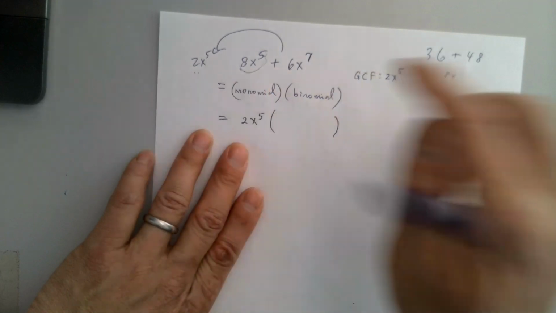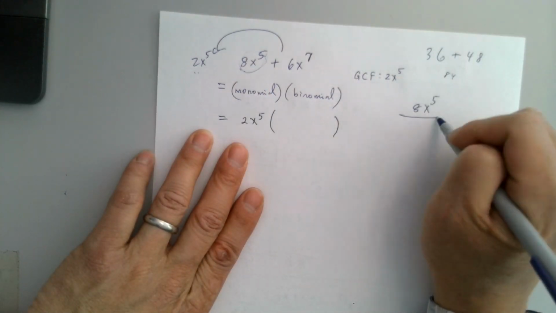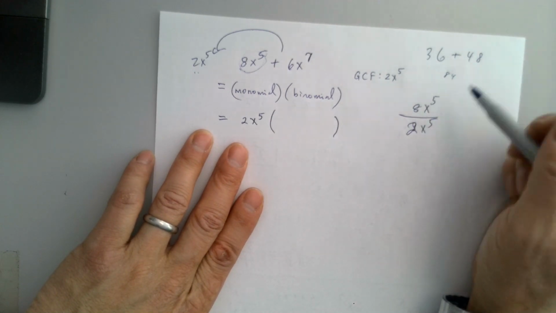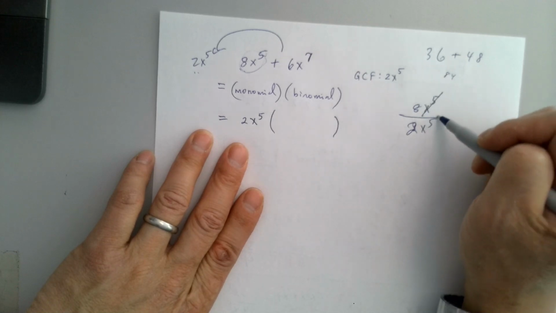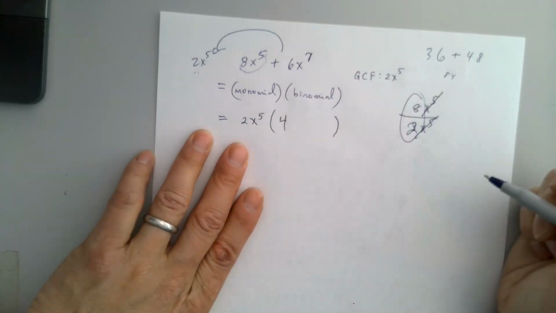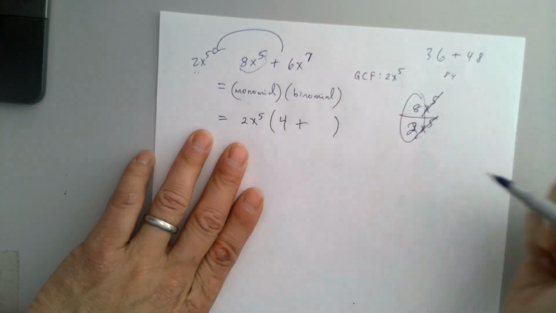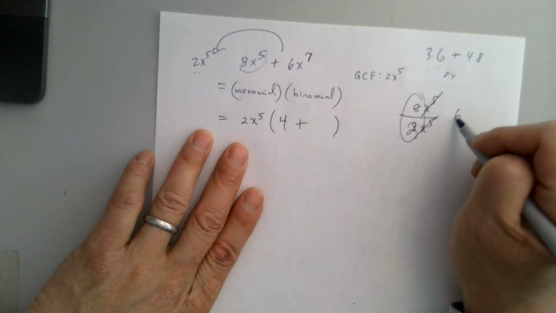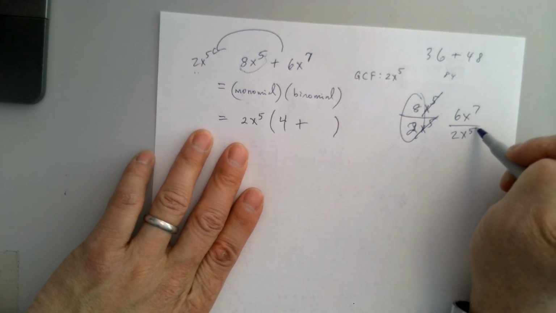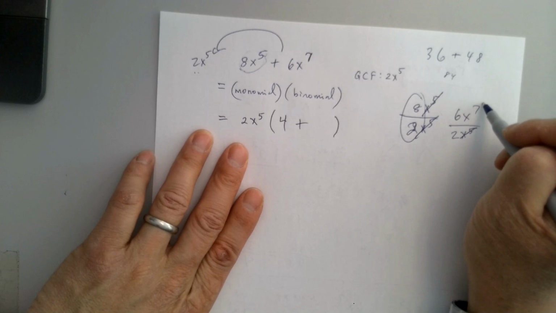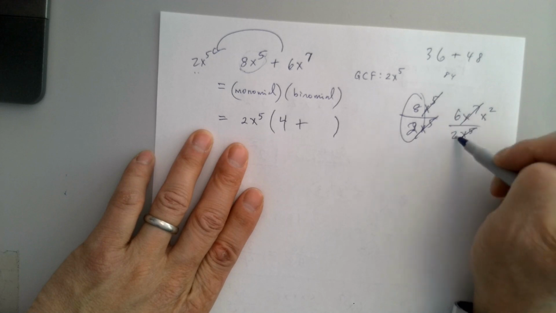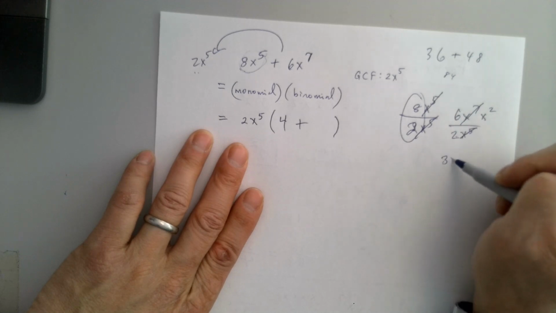Okay, first one. I'll write the work on the side. When I divide 8x to the 5th by 2x to the 5th, what happens? The x to the 5ths cancel, and 8 divided by 2 is 4. That's what remains. When I divide 6x to the 7th by 2x to the 5th, what remains? Well, all of these x's cancel. 5 of these cancel, leaving 2 of them. And 6 divided by 2 is 3. So this is what remains.